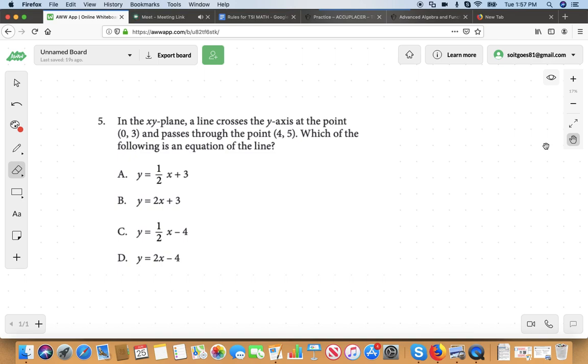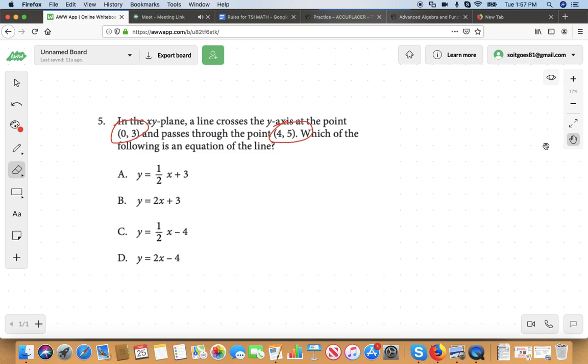Jackson, are you pretty comfortable graphing lines? Yeah, I would say so. Okay. We got a couple options here. We can plot those 2 points that they give us, (0, 3) and (4, 5), on an xy axis and draw the line, because if you got 2 points, you've got a line. Then try to match up the equation of the line with the answer choices. That's one way to do it.